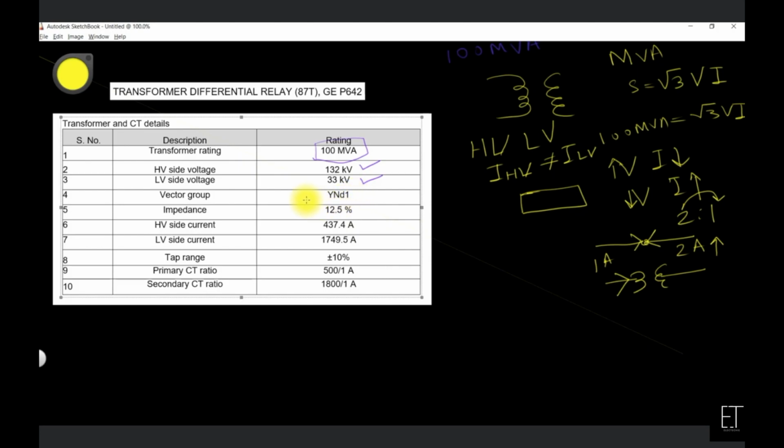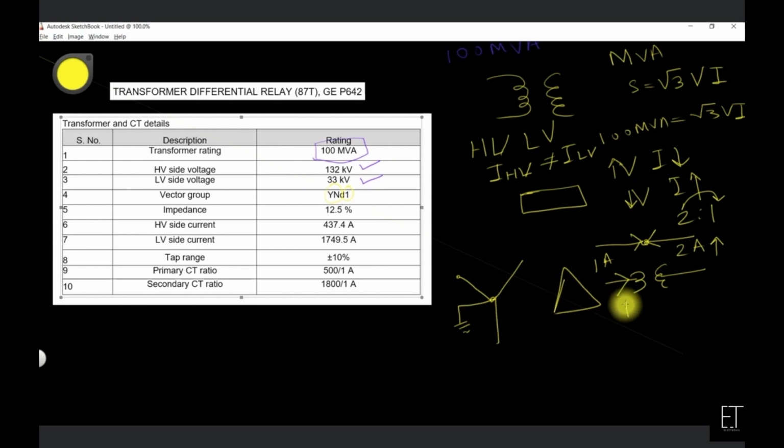Second is the vector group. You can see it is Y and D1. One thing you can notice is that the HV side is shown in capital letters and the LV side is shown in small letters. This is another important thing to know: when you are writing the vector group, you should also consider the HV and LV sides. You can see here that the HV side is connected in star, the LV side is connected in delta, and the neutral is grounded. It's not mentioned here. So it is a star delta transformer.